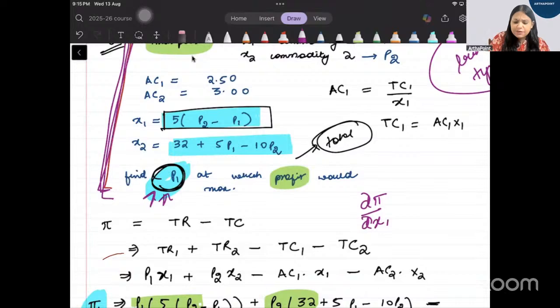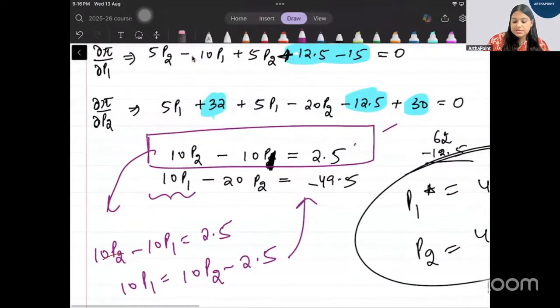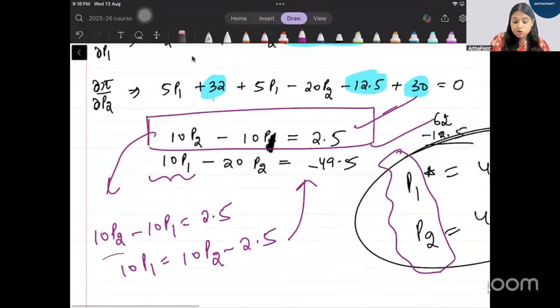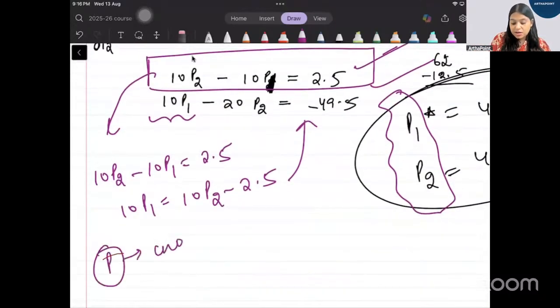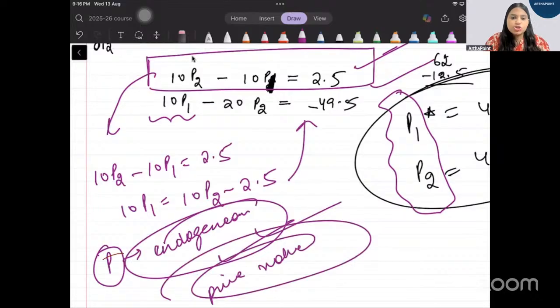So this is the same kind of case where I have two commodities being sold and I want to get two equations, solve them simultaneously, and get the values of P1 and P2. So a different question, but the concept is the same: maximize the total profit of the monopolist. In this question, prices are endogenous. Prices are determined within the model, which is correct, because the monopolist is a price maker. He can determine the price at which he wants to sell. So that is why this question is a bit different.